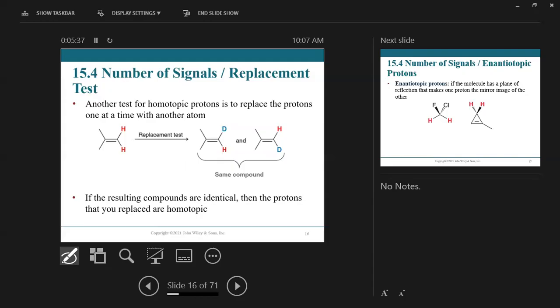Then another test for a homotopic proton is to replace the protons one at a time with another atom. They're just replacing it with a D. So if the resulting compounds are identical, then the protons that you replaced are homotopic.